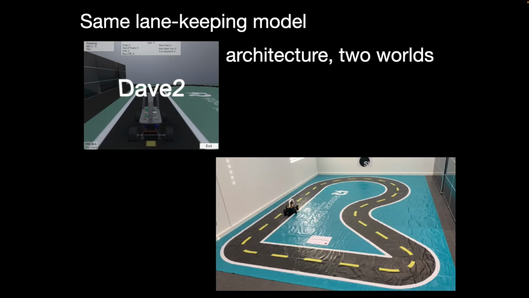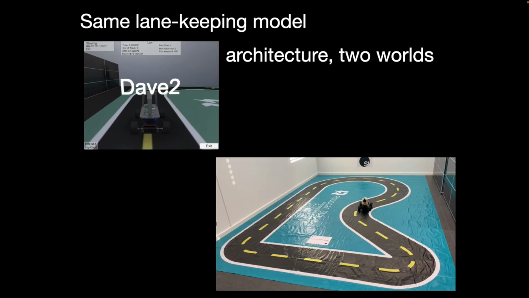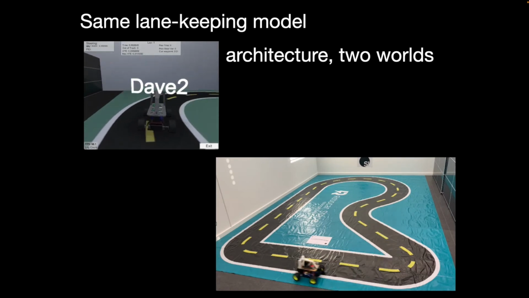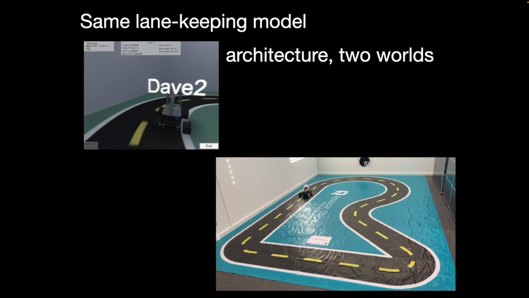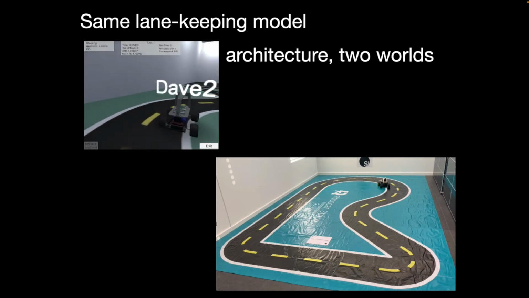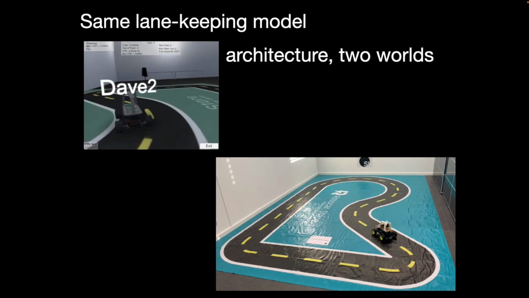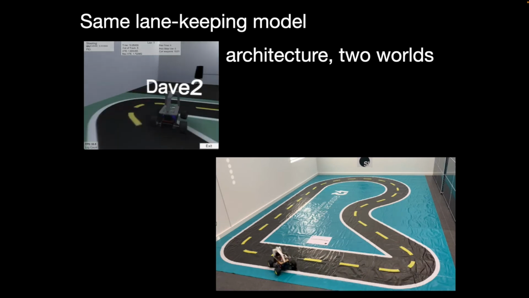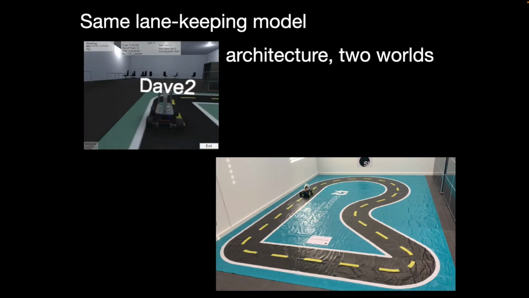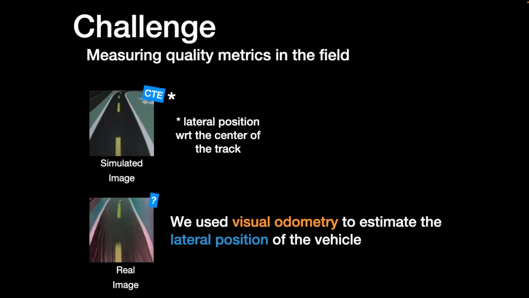So the first attempt was to recreate in a simulation environment the same racing track that we have at the Software Institute, so that we could train these two networks that were able to drive robustly, let's say. But unfortunately, we immediately bumped into one problem. In the simulator we're used to using a specific metric to evaluate the lane keeping capability of the model, which is how much the car is deviating from the center of the road.